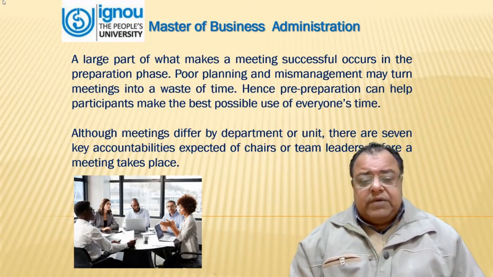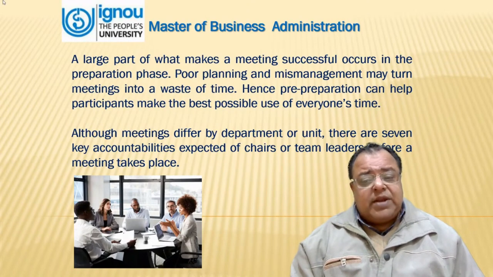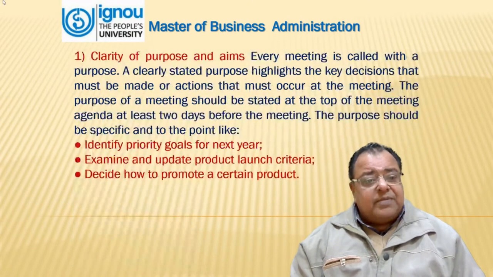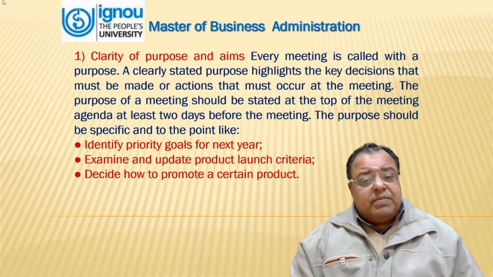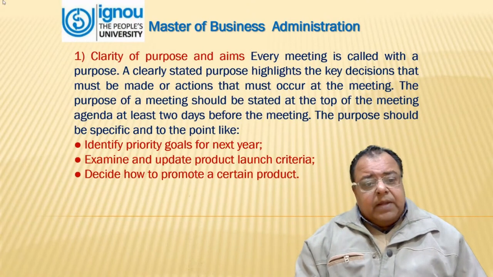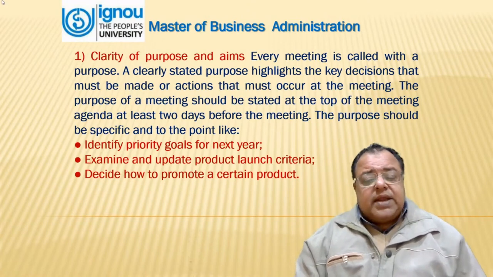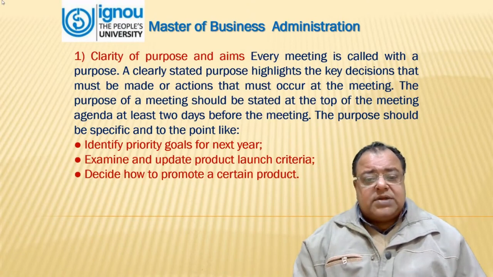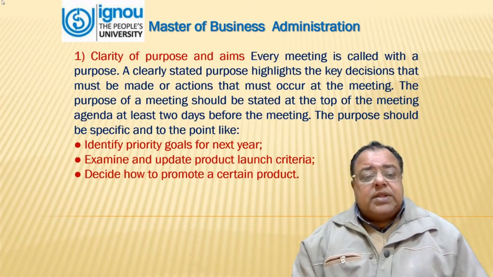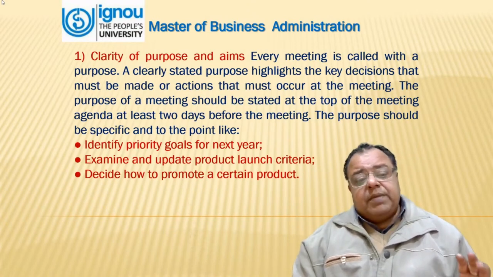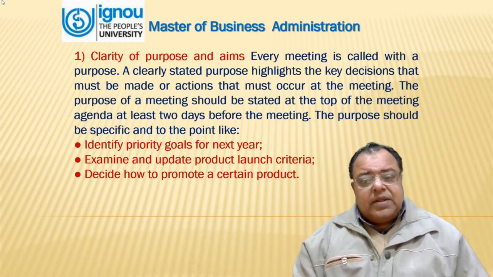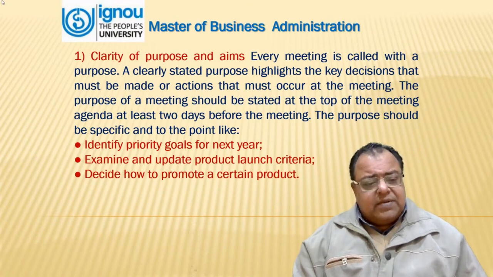Although meetings differ by department or unit, there are 7 key accountabilities expected of chairs or team leaders before a meeting takes place. They are clarity of purpose and aim. Every meeting is called with a purpose. A clearly stated purpose highlights the key decisions that must be made or action that must occur at the meeting. The purpose of meeting should be stated at the top of the meeting agenda at least 2 days before the meeting. The purpose should be specific and to the point, like identify priority goals for next year, examine and update product launch criteria, decide how to promote a certain product.